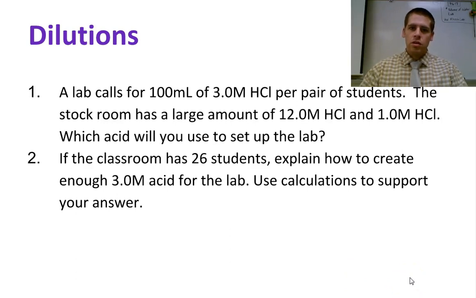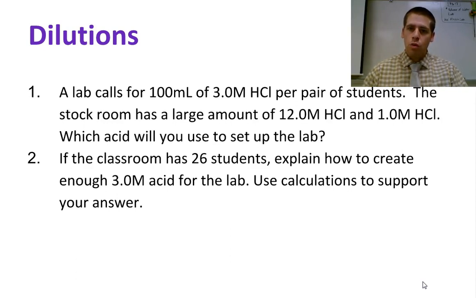Let's say that you're running a lab in college. You're the lab assistant or the TA for your professor, and you need 100 milliliters of 3 molar HCl, hydrochloric acid, per pair of students, and there's 26 students. The stockroom has tons of 12 molar HCl and 1 molar HCl. Which acid would make the most sense to use, or which acid do you have to use for this lab?